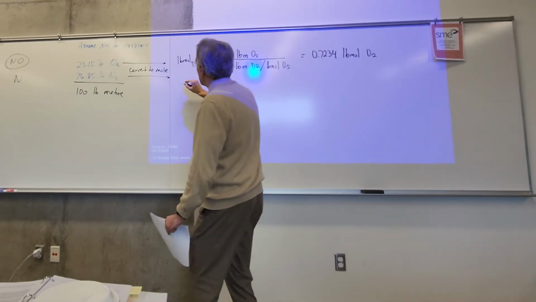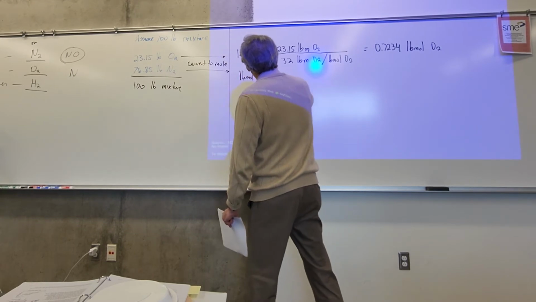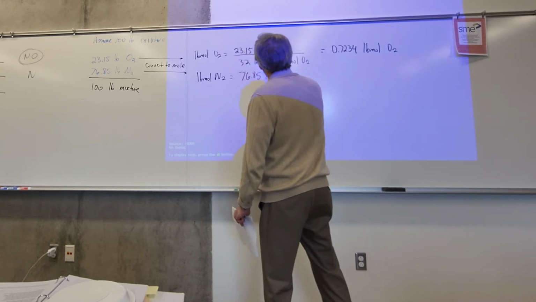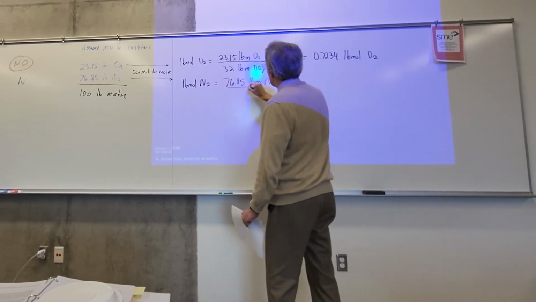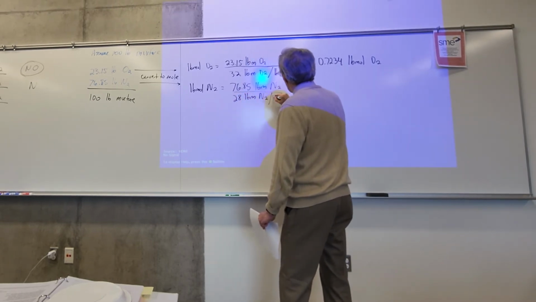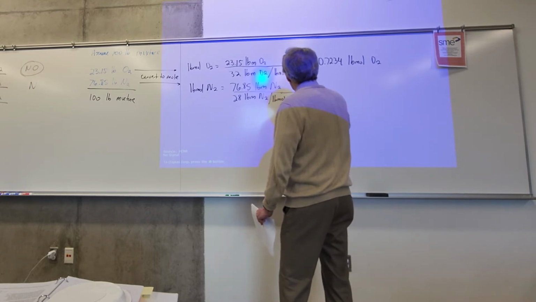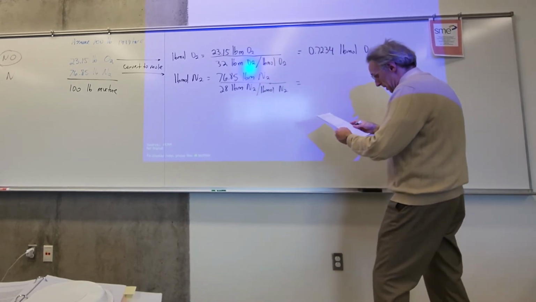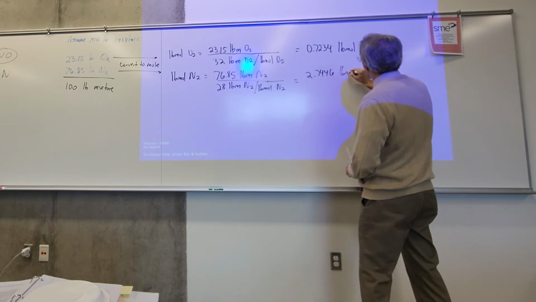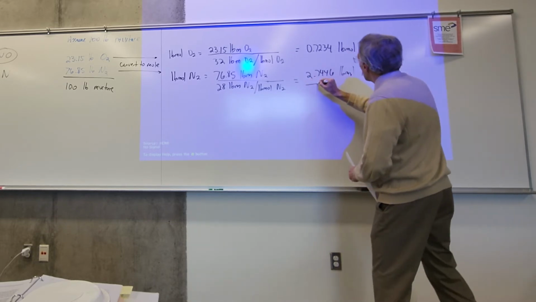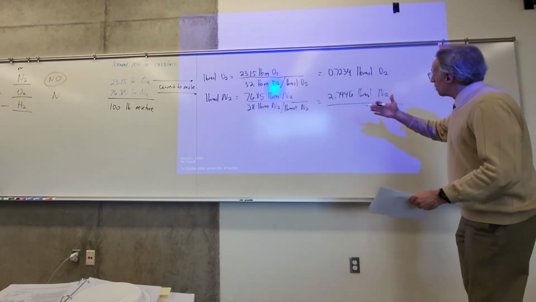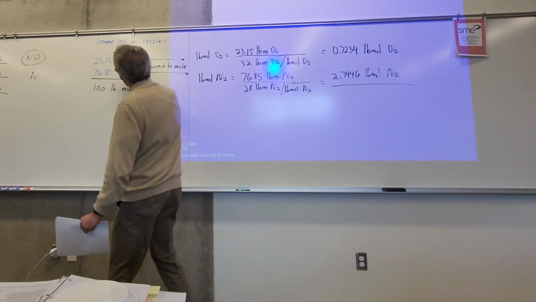And then the same thing with nitrogen. So pound mole of N2 would be 76.85 pound mass of N2 divided by 28 pound mass in a mole of N2. And that gives us 2.7446 pound mole of N2. And now we add these to find out how many total moles we would have in 100 pounds of the mixture.